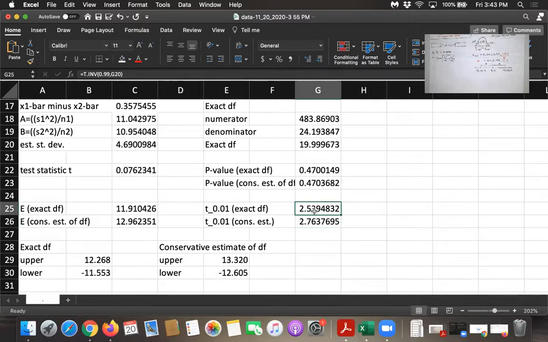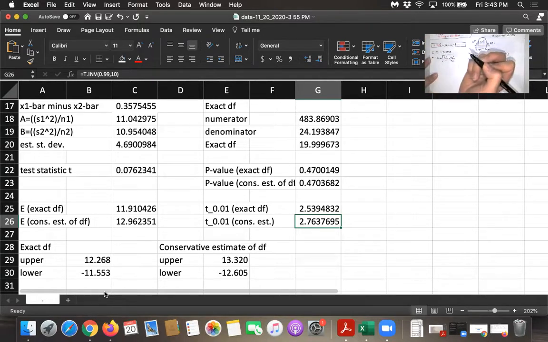G20, did I give it the right one? Yes, I did. Okay. So let's use the exact number of degrees of freedom. In that case, our lower limit is negative 11.553, and our upper limit is positive 12.268, rounded to 3 decimal places.